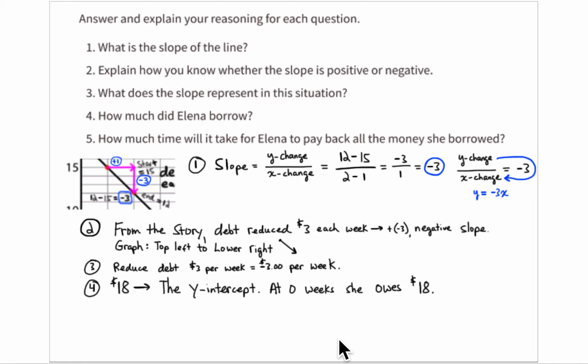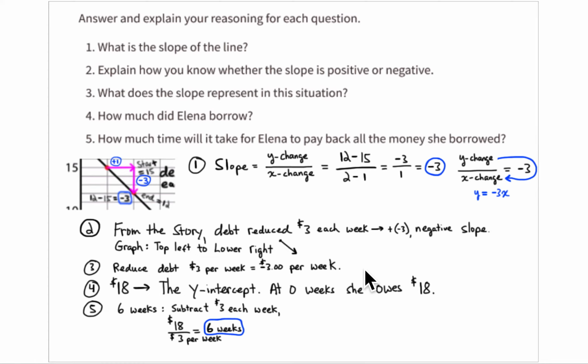How much did Elena borrow? She borrowed $18. That's the y-intercept. At 0 weeks, she owes $18. So that's what she borrowed. She borrowed $18. How much time will it take her to pay back all the money she borrowed? It's going to take 6 weeks. Subtract $3 each week. So $18 divided by $3 each week. How many times can you take out $3? You can do that 6 times.